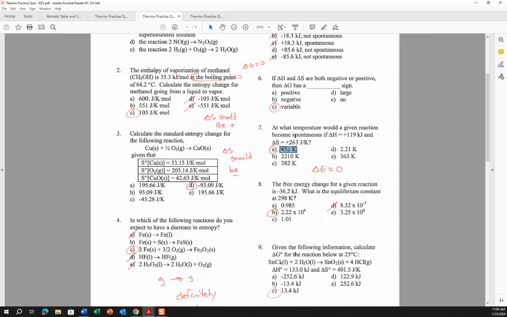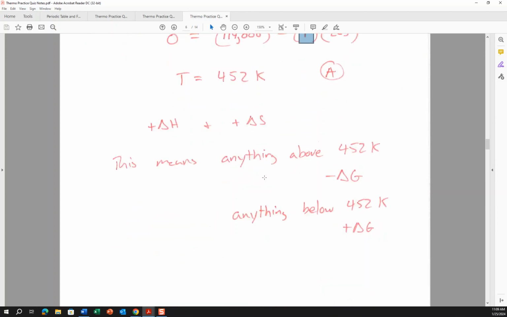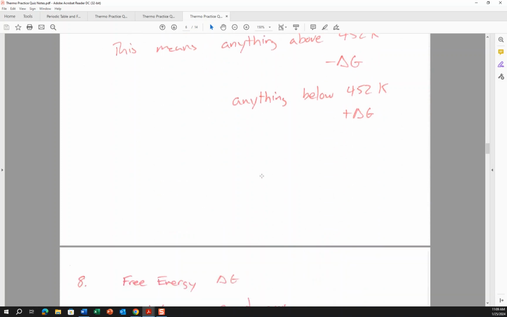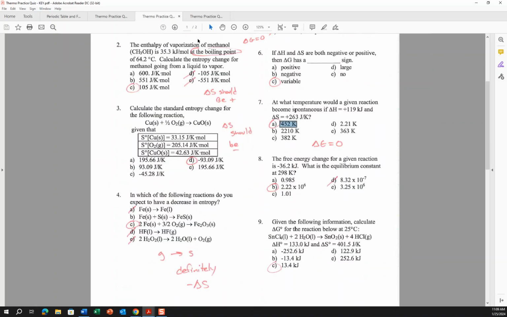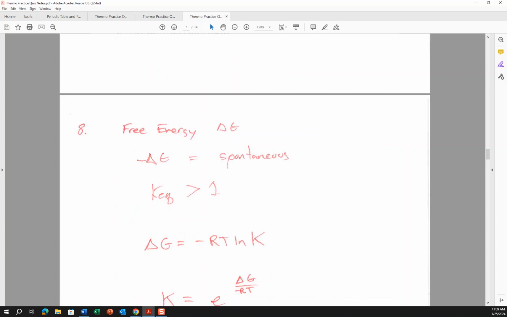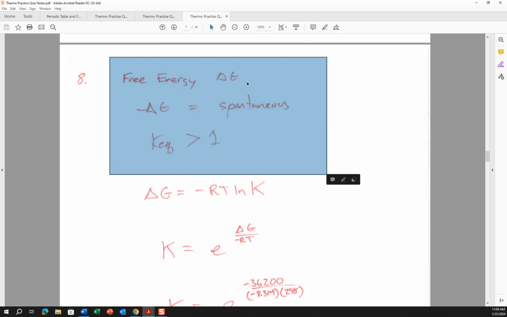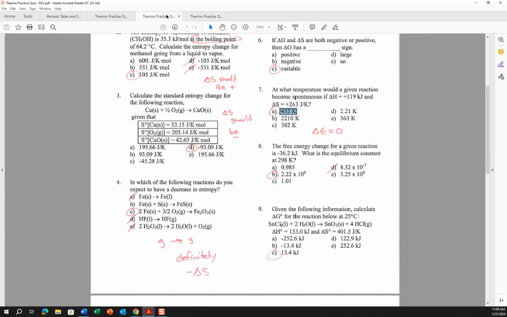Okay. All right. So moving forward. All right, number 8. The free energy change for a given reaction is negative 36.2 kilojoules. What is the equilibrium constant at 298 Kelvin? Okay, so this is when we're going to be using this equation. Remember, free energy is delta G. So just in case you weren't understanding what the free energy change was, they say calculate the equilibrium constant, and they give us the delta G.